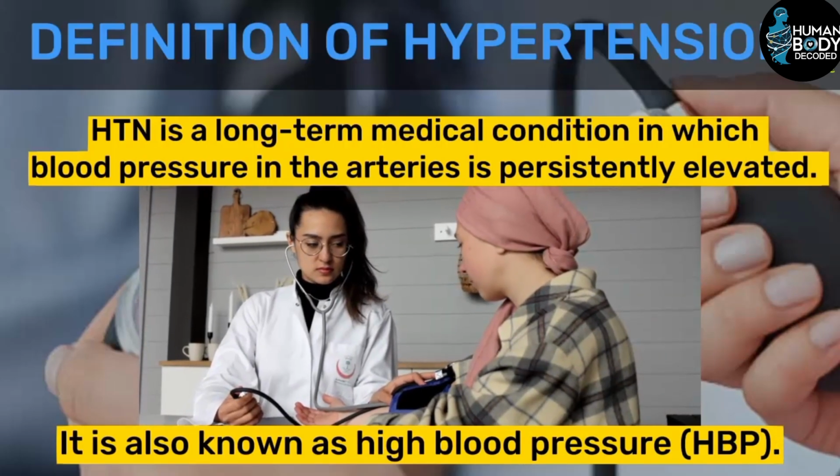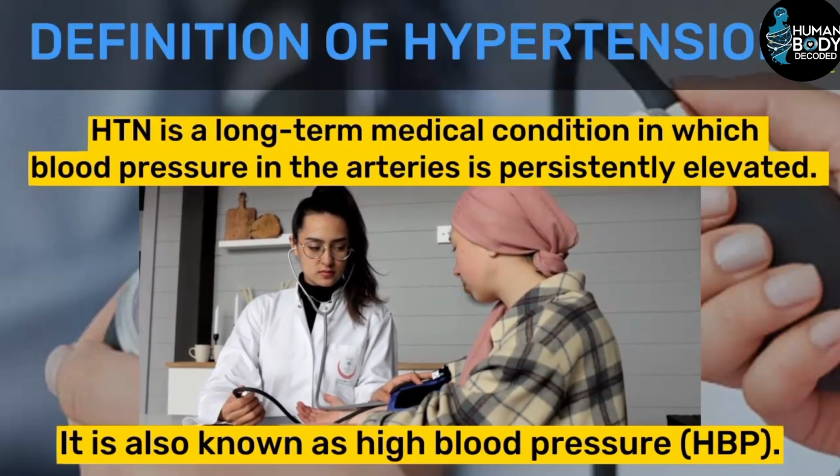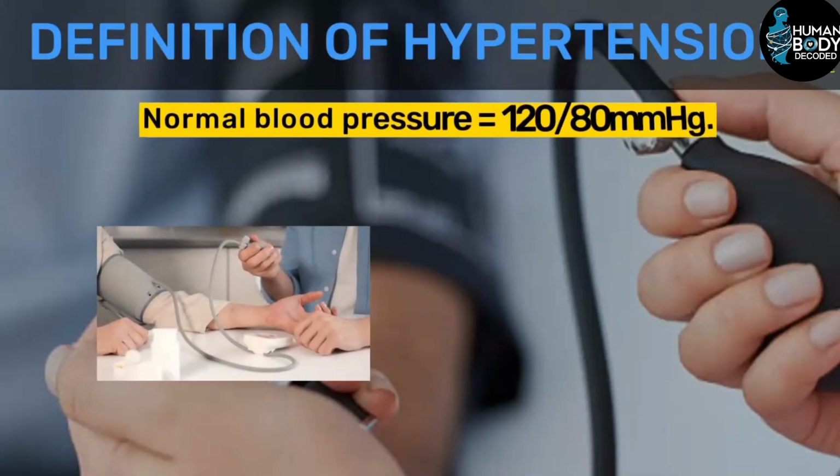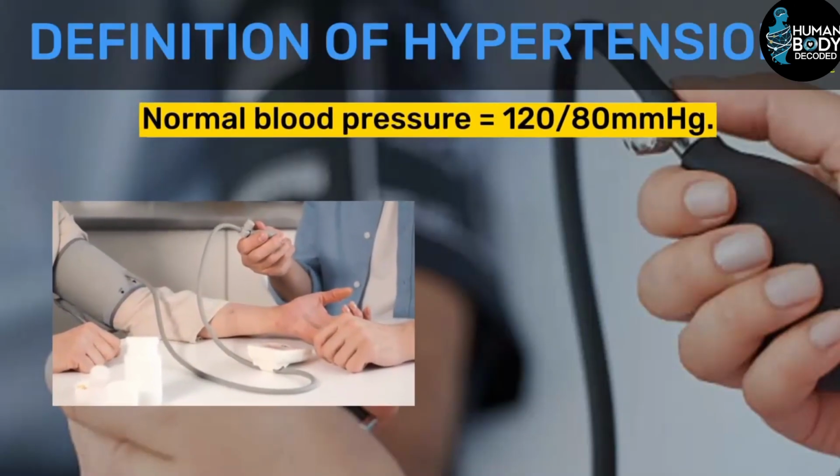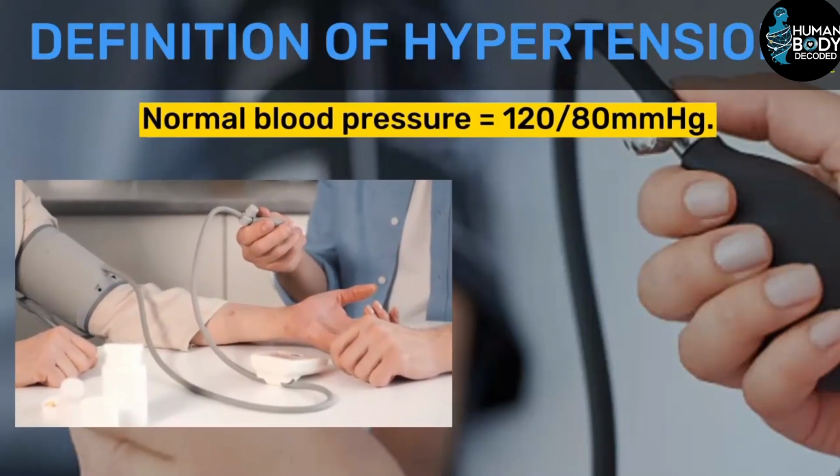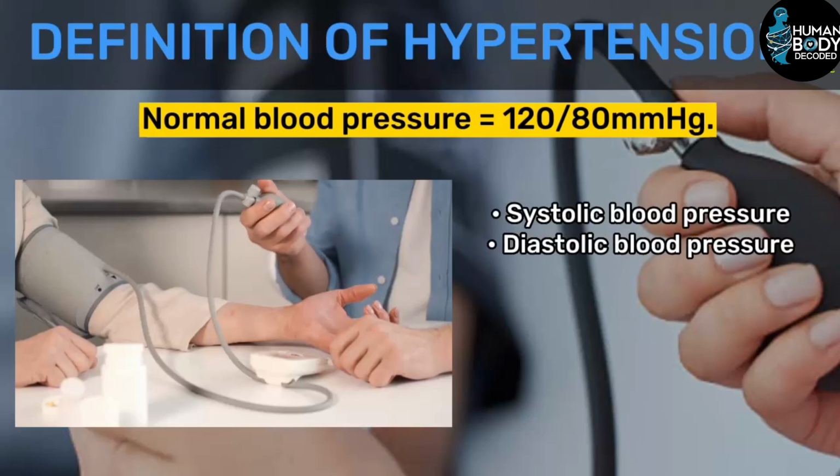Here I will tell you one thing. Students, our body's normal blood pressure is 120/80. Now I will tell you something. Students, our blood pressure is measured as systolic and diastolic, and its unit is millimeters of mercury.